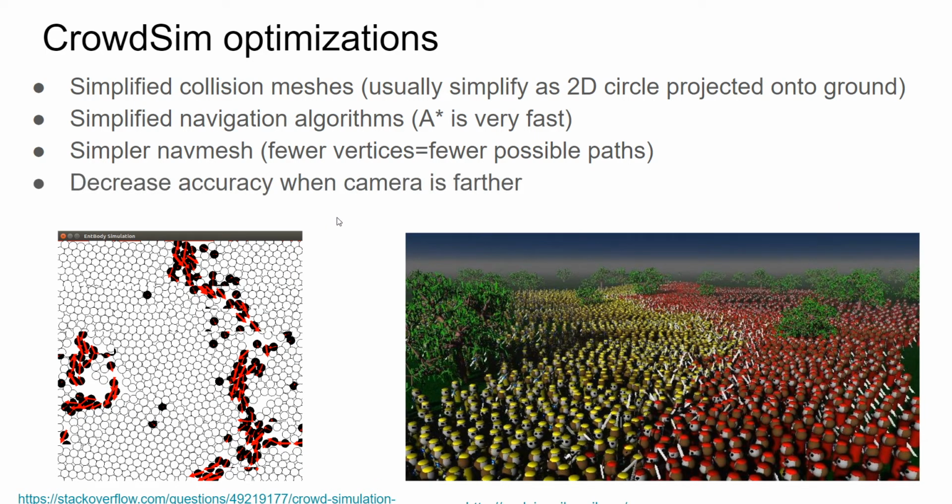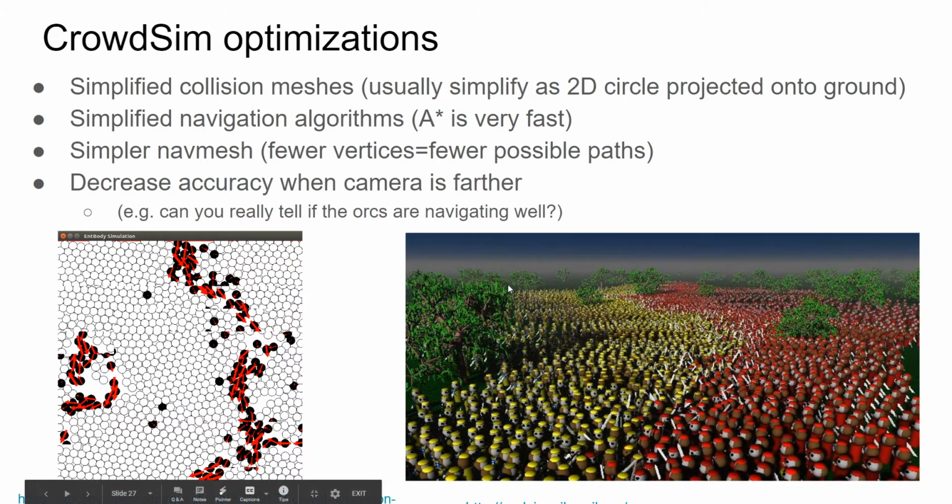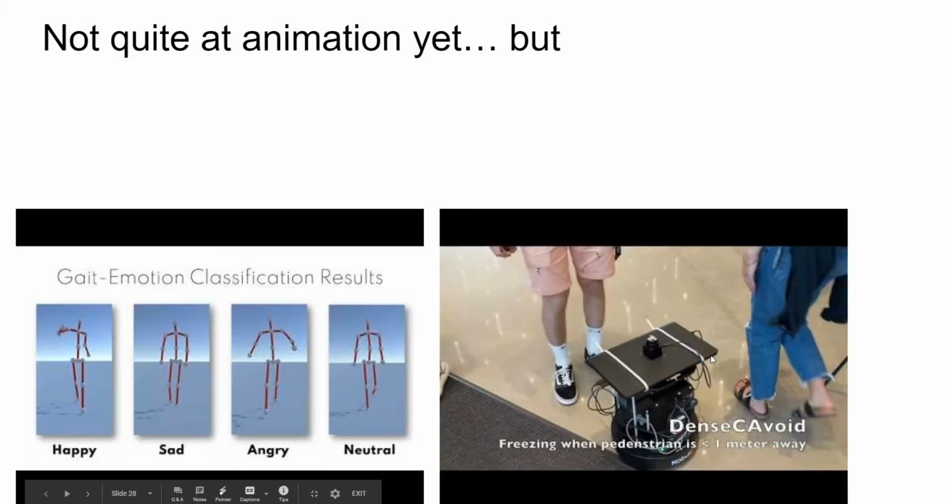You can decrease the accuracy of the simulation when the camera is farther, or you can decrease the accuracy of a single instance, a single AI. So for example, in the Hobbit example, or in this example here, would you really be able to tell if every single character is navigating well? No, you wouldn't. So that's an optimization that we make sometimes.